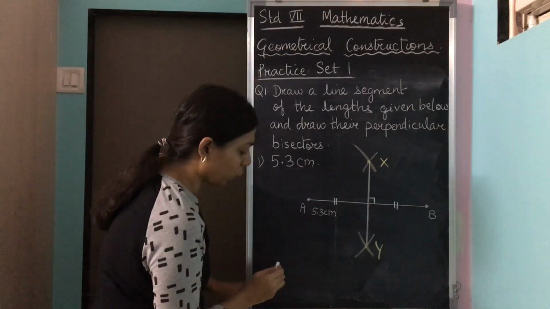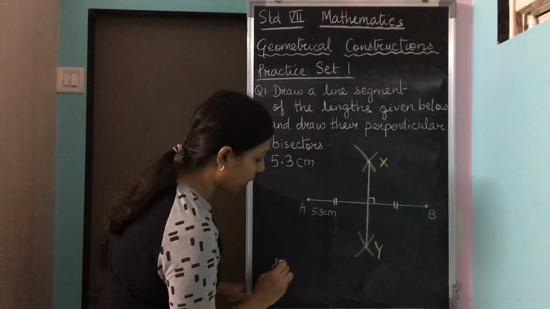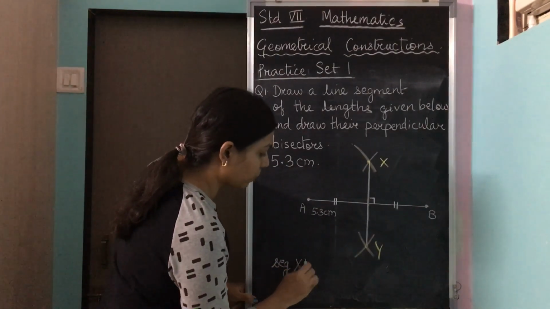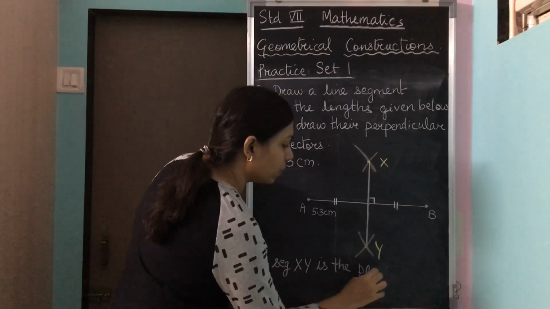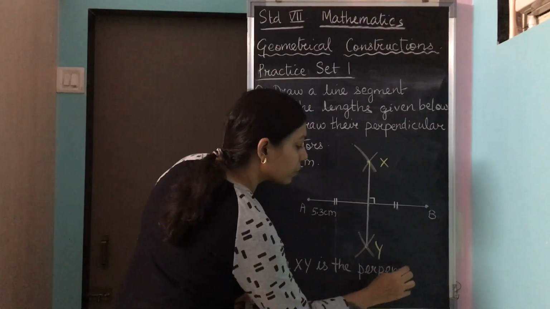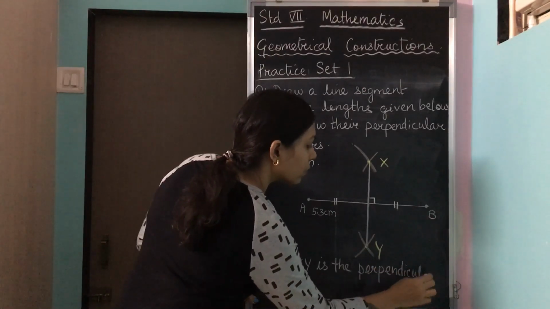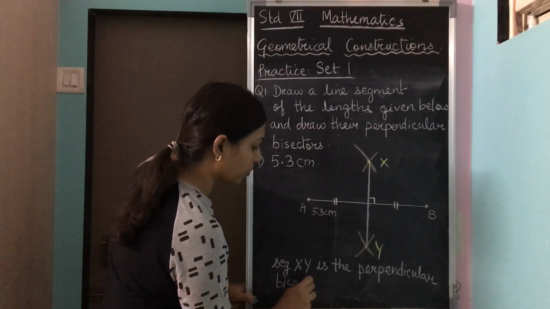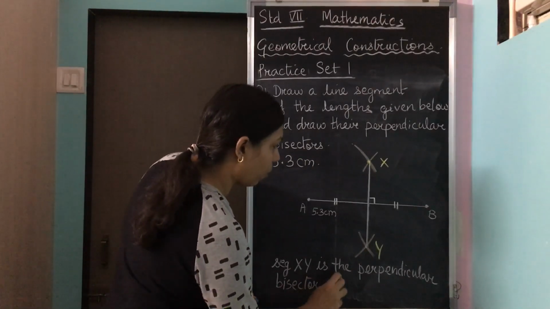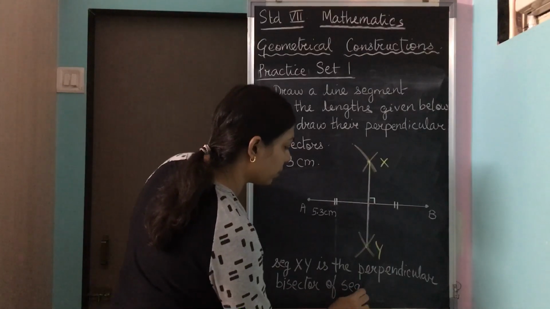Okay. So we have to write what we have drawn. Segment XY is the perpendicular bisector of segment AB.